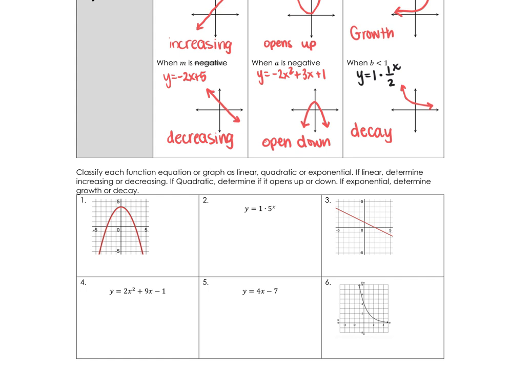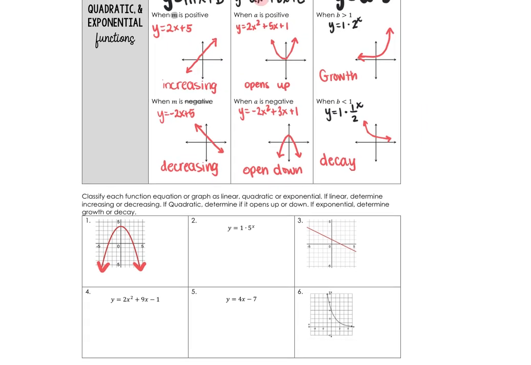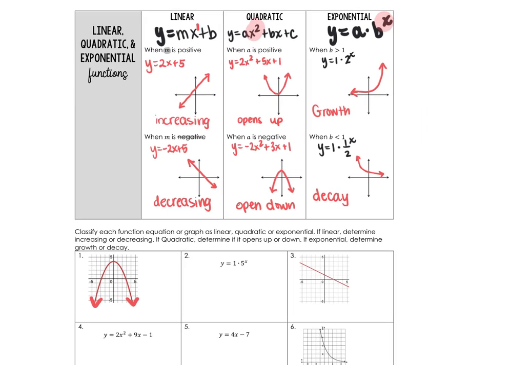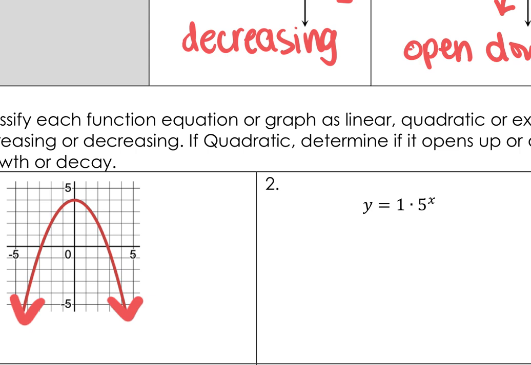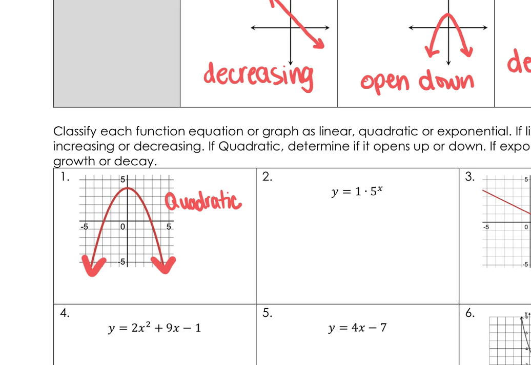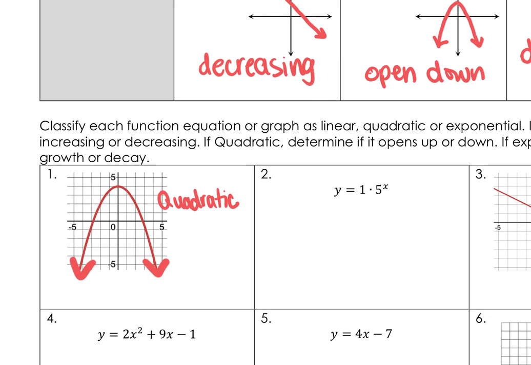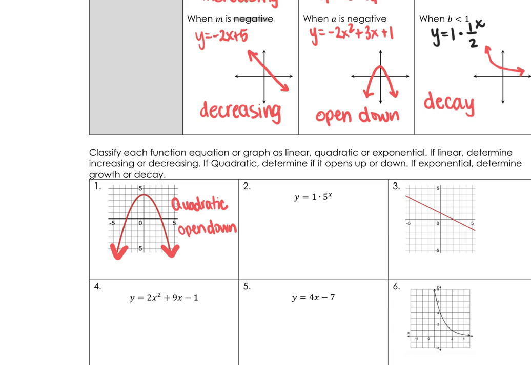So number 1, our first example is this U-shaped graph. The type of functions that make this U-shaped graph are going to be this function in the middle. So this is going to be an example of a quadratic. And since it's a graph, it's pretty easy to tell that it opens down. So that graph is a quadratic that is opening down.